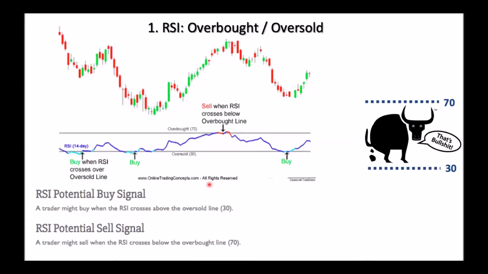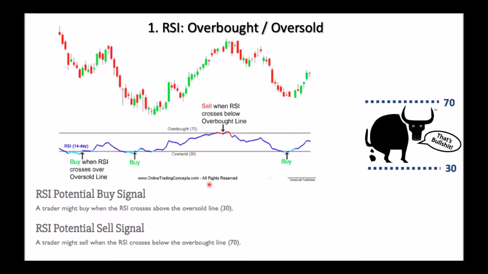RSI basically doesn't really tell you the strength. It's not like MACD, which tells you that there is a reversal of trend. The RSI basically tells you whether a stock is overbought or oversold, so they are showing you that a lot of people are buying or a lot of people are selling.